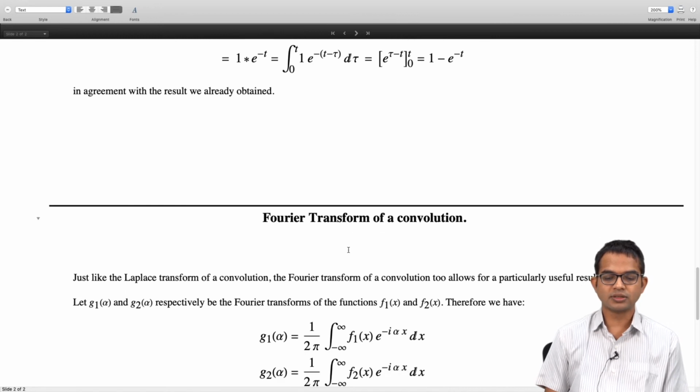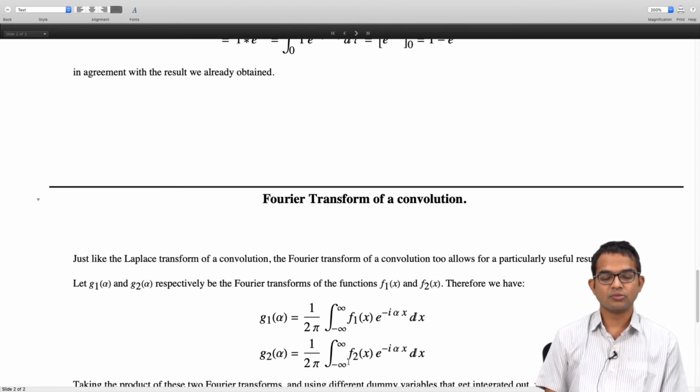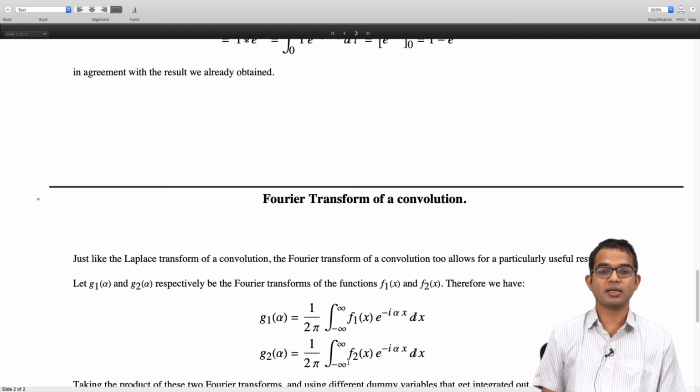So we have two functions f1 of x and f2 of x. Now it's the Fourier transform, so you have to do an integral all the way from minus infinity to plus infinity. We have this factor 1 over 2 pi, because that's the convention we are following. So g1 of alpha is 1 over 2 pi integral minus infinity to plus infinity f1 of x e to the minus i alpha x dx, and g2 of alpha is 1 over 2 pi integral minus infinity to plus infinity f2 of x e to the minus i alpha x dx, right?